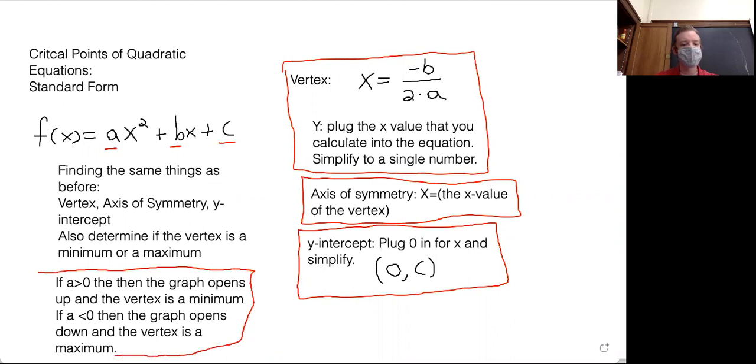So the way that we determine whether we have a minimum or a maximum is identical to what we were doing last week. Everything about that process is the same. The a is in a slightly different position, but this a in front of the x squared is the same a as we had in front of our parentheses for vertex form.